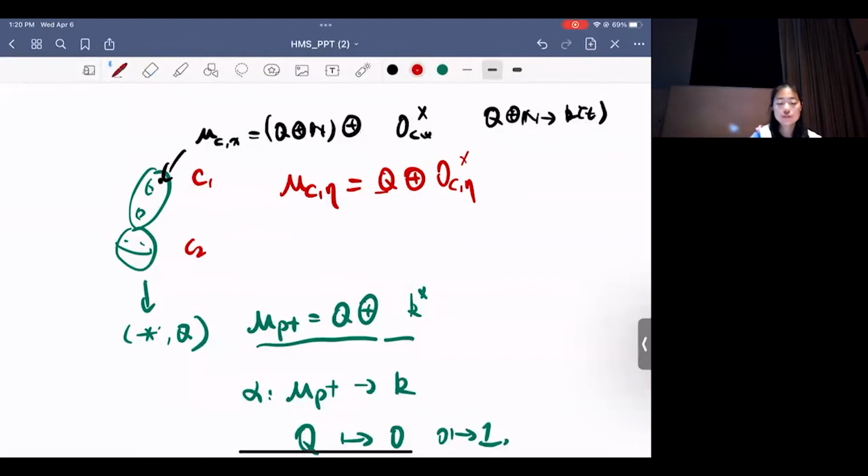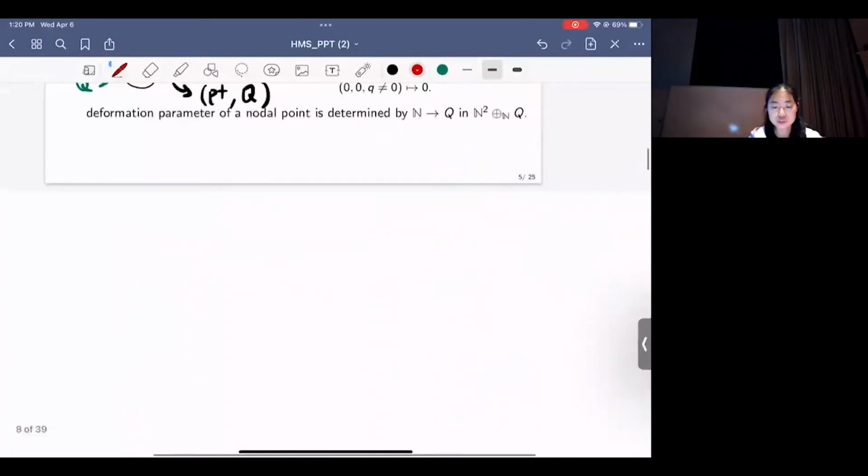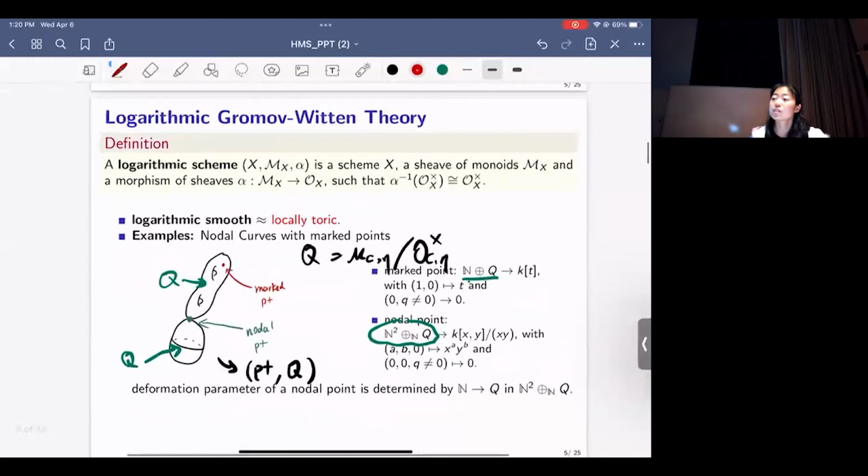Yeah, so here for each marked point there is an additional piece of this N which serves as a marking, and this one is going to send to T, and this Q, if it's non-zero, then it still sends to 0 in this case. And similarly for a nodal point, we have the description like this.